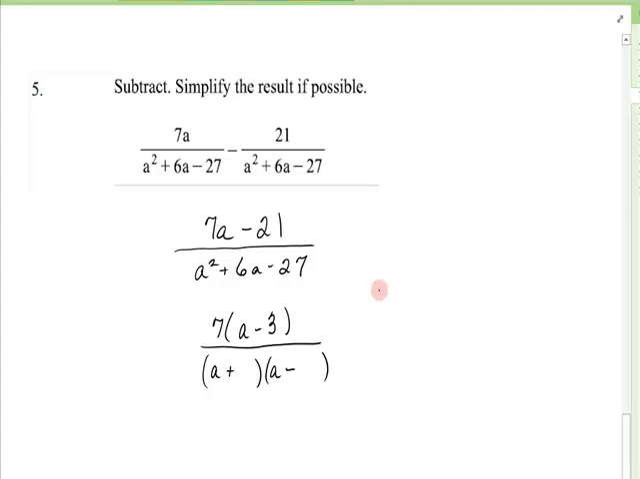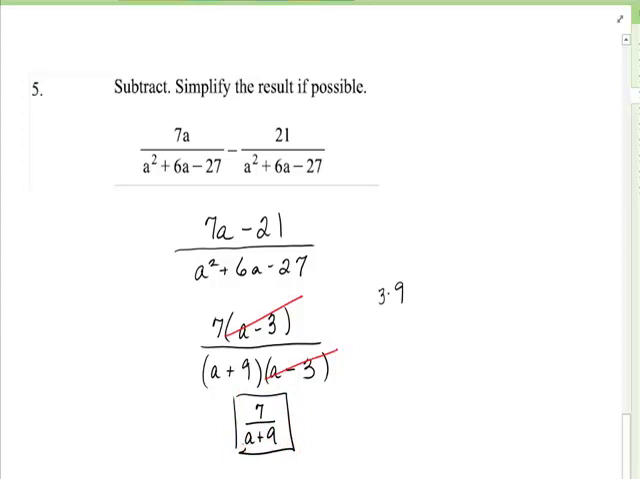So how about 3 and 9? And I need the big one to be positive. So plus 9 and minus 3. Let's check it. Outer product is negative 3a, inner product is 9a, which gives me 6a. The a minus 3's cancel out, and I am left with 7 over a plus 9.